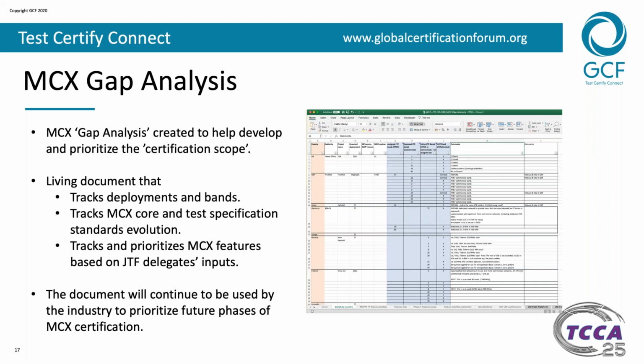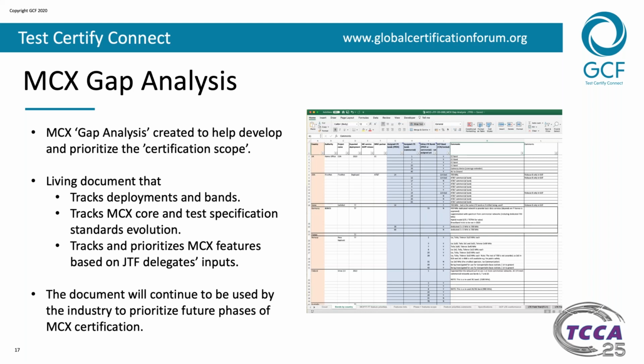So a key document that we produced was the MCX gap analysis. We wanted to identify what the certification scope should be, but we felt that the best way to do this would be to draw on everybody's experience and to understand what is actually deployed and what is planned to be deployed in the near term. So we had many inputs to this.